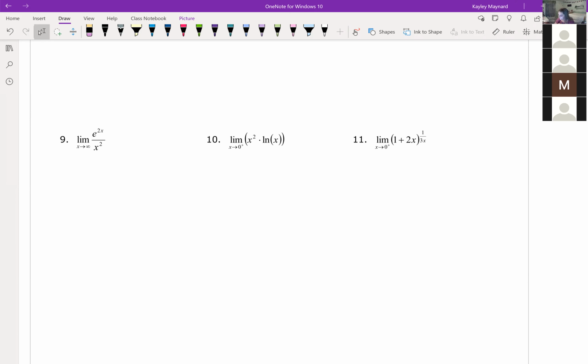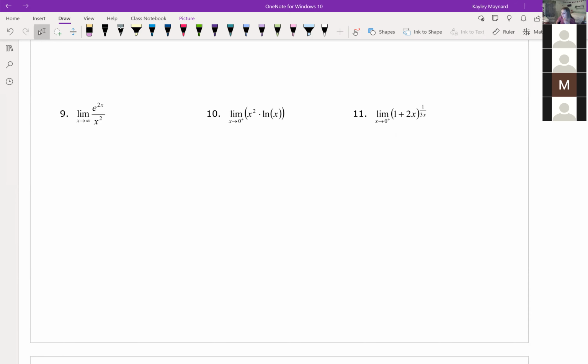All right, let's see. So the limit as x approaches 0 from the right of x squared ln of x. Okay, so let's plug this in and see what we get. So if we do plug in 0, we get x squared, is 0 squared. And then ln of 0, negative infinity. Okay, so we get 0 times negative infinity.